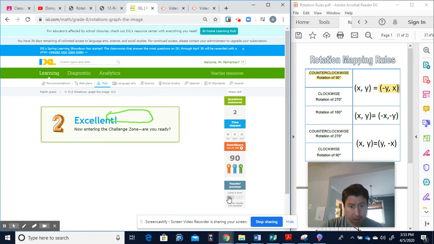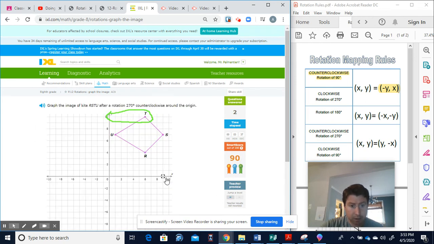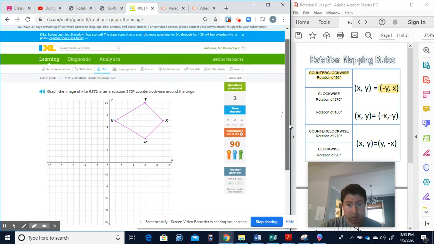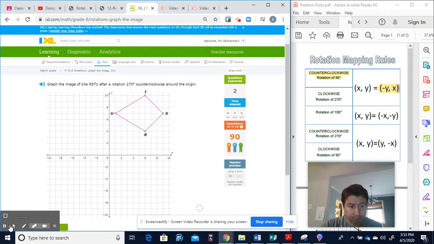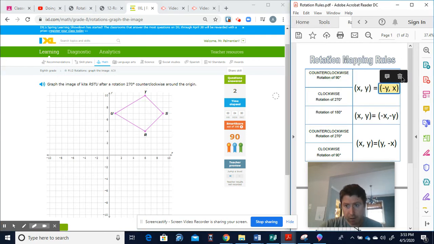Just go up. Actually, I'll go back. Okay, so let's do this shape. All right, let me erase the circle I have up here. So now, according to my question here, they want me to take this image of the kite, RSTU, and rotate it 270 degrees counterclockwise. Okay, so now I'm going to go back over here. I'm just going to unhighlight this stuff. Now, 270 counterclockwise is right here. Okay, and then this is the rule that I want to follow.